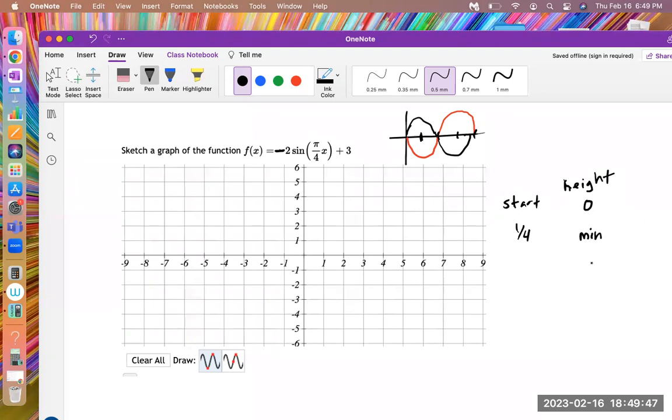Then halfway through, it's back at 0, and 3/4 of the way through, it's at max. And then at the ending, notice the red one is back at 0. What I'm talking about is the height of the function at those important locations. That's what's going to happen because it's negative and because it's a sine function. Okay, next.